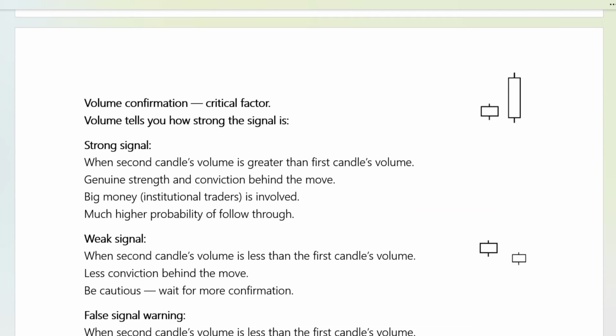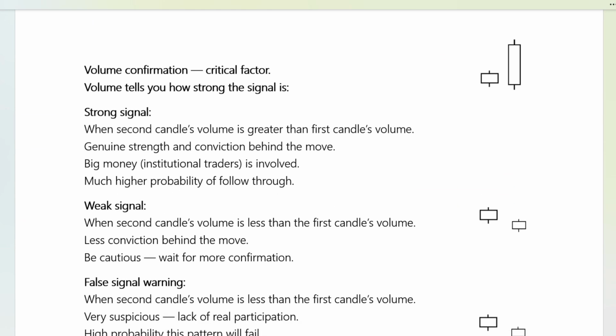Volume confirmation is a critical factor. Volume tells you how strong the signal is. Strong signal: when the second candle's volume is greater than the first candle's volume. It shows genuine strength and conviction behind the move. Big money, institutional traders, is involved. Much higher probability of follow-through. Weak signal: when the second candle's volume is less than the first candle's volume. Less conviction behind the move. Be cautious, wait for more confirmation.